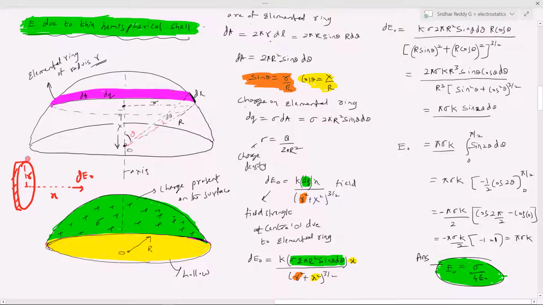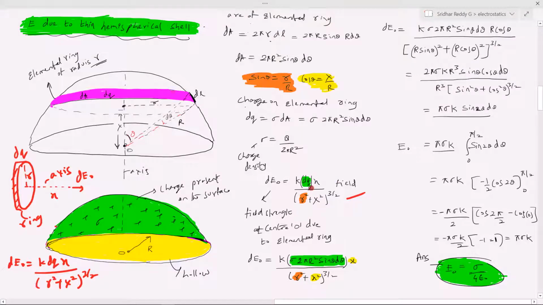If this is the ring, what will be the electric field strength due to the ring? So charge is dq. So what will be your formula? dE naught equal to k dq x by (r square plus x square) to the power 3 by 2. I'll write it below. Can you remember this? This is like an axis, it's a ring. So the same thing is what I wrote here.